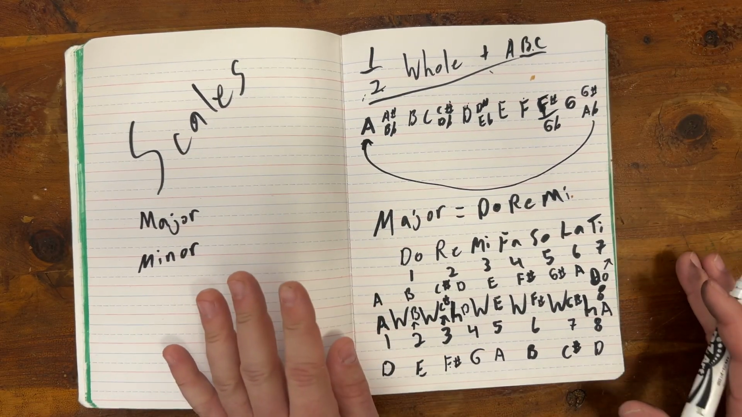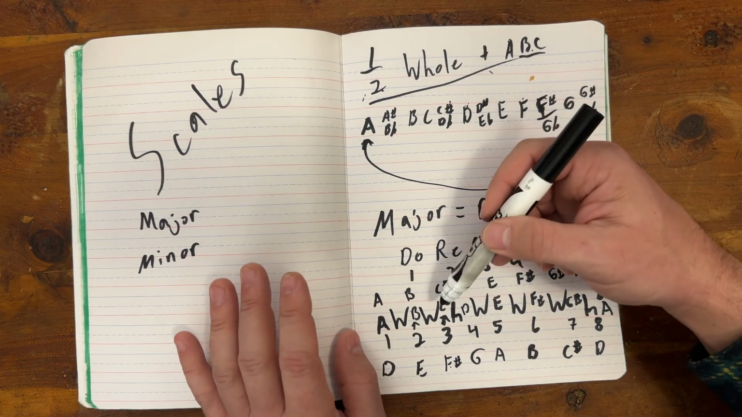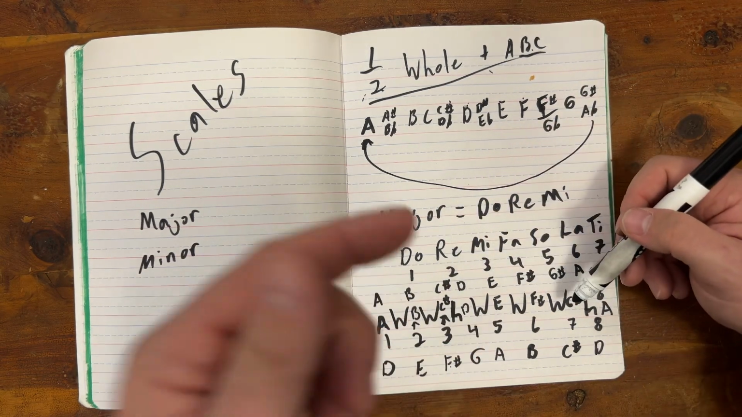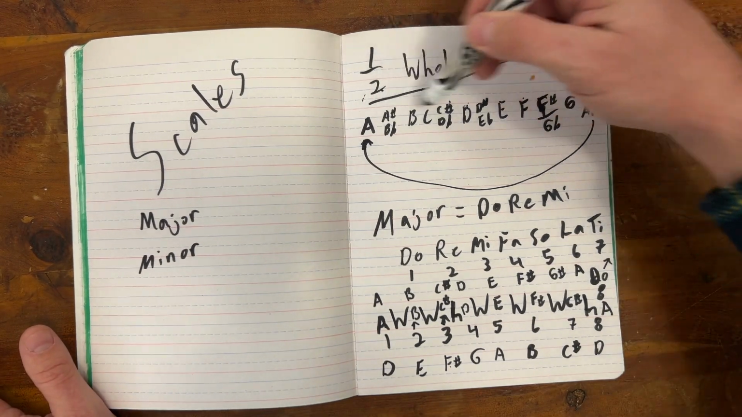I hope that's helpful. Major things to pull out of this is this whole step, whole step, half step, and then 3 whole steps, and then a half step. So it's whole, whole, half, whole, whole, whole, half. Alright? And that creates a major scale if you run along the musical alphabet like that.